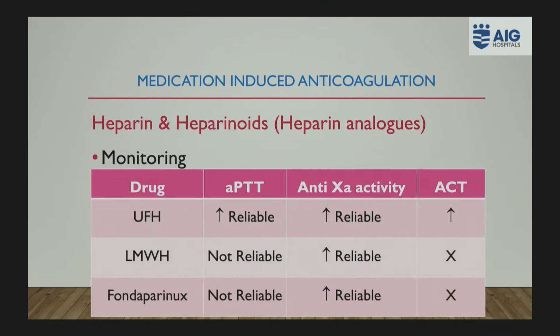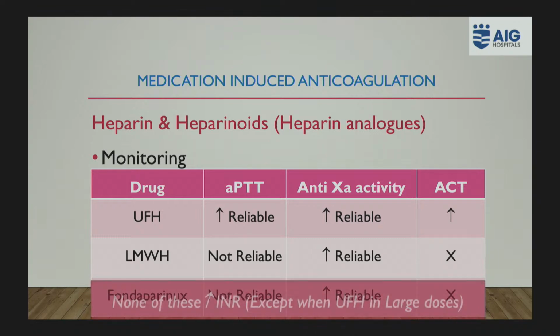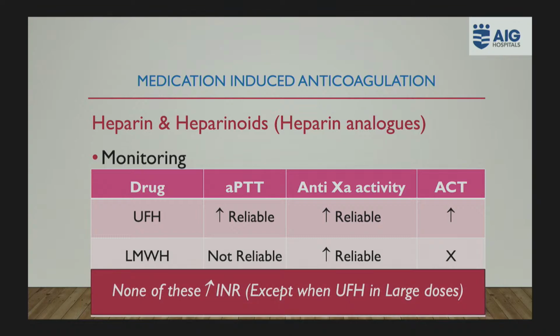Coming to monitoring of heparin medication, unfractionated heparins can be measured in the lab by measuring APTT, which is a reliable test, anti-Xa activity, which is also a reliable test, and ACT, activated clotting time, which is also a reliable test to measure the anticoagulation effect of unfractionated heparins. Low molecular weight heparin activity can be measured by anti-Xa activity, and fondaparinux also has raised anti-Xa activity, which is a reliable test. None of these anticoagulants will increase INR, except when unfractionated heparins are given in large doses.